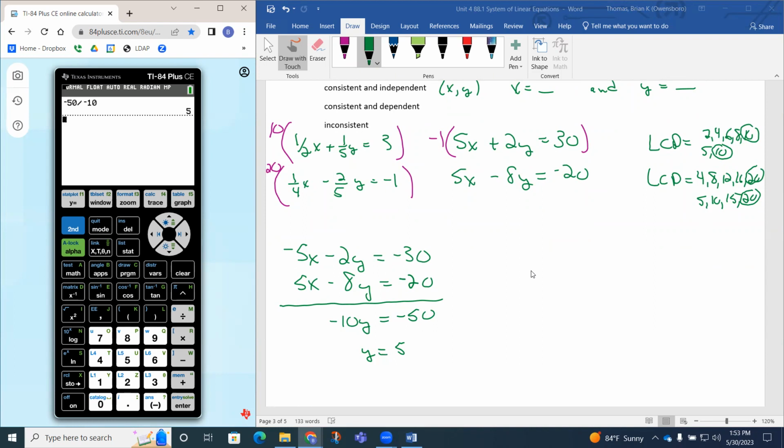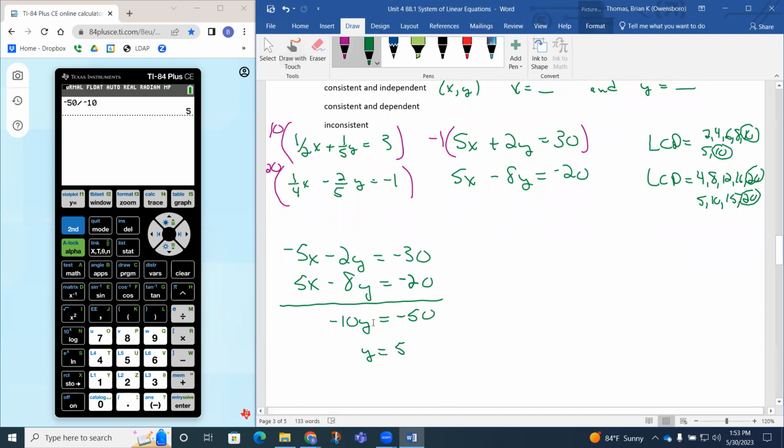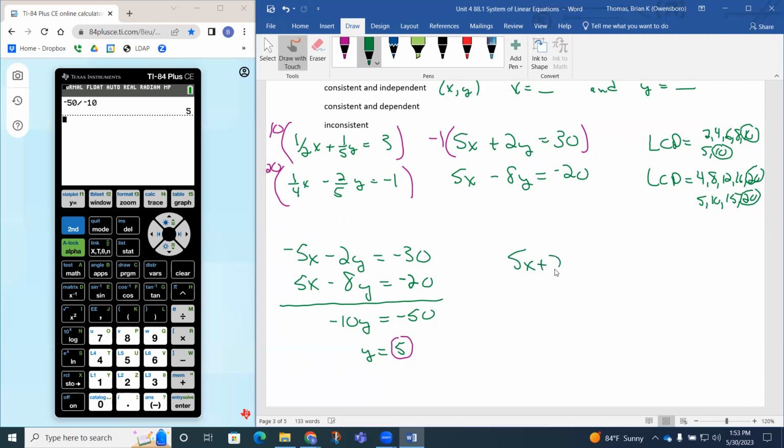So now that we found what y is, we can substitute in to find x. This 5 is going to get substituted. And again, I can use any equation up here. The one I like is this 5x plus 2y equals 30, because there's no negativity in that one. And I'm going to substitute in for y. Since y is equal to 5, this allows me to solve for x.